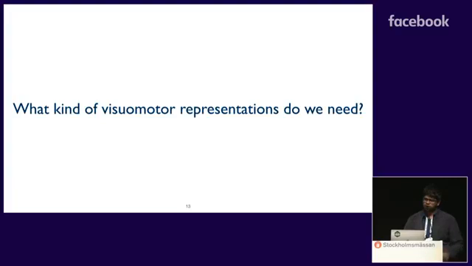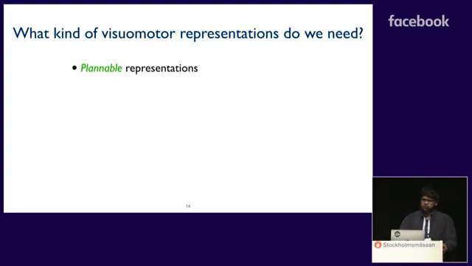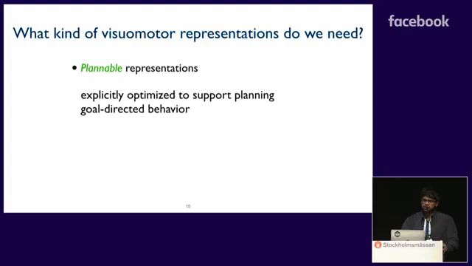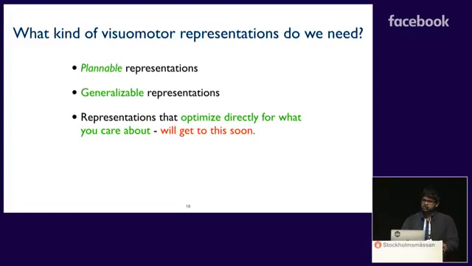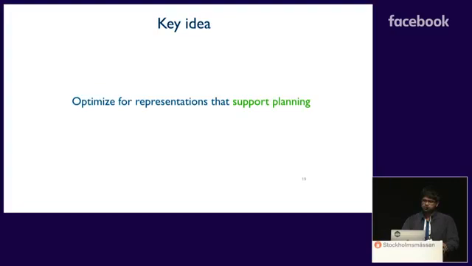What are the properties that we desire in visuomotor representations? One, we want plannable representations, that is, representations explicitly optimized to support planning goal-directed behavior. We want representations that can generalize. And we want representations to optimize directly for what you care about. More on this later. So the key idea in our paper is to optimize for representations that support planning.